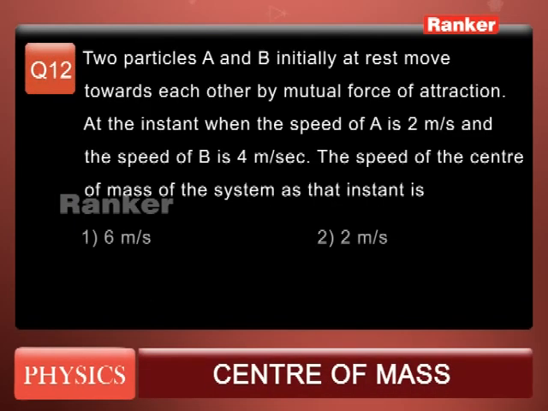Question number 12. Two particles A and B, initially at rest, move towards each other by mutual force of attraction. At the instant when the speed of A is 2 meter per second and the speed of B is 4 meter per second, the speed of the center of mass of the system at that instant is: the first option, A, 6 meter per second.